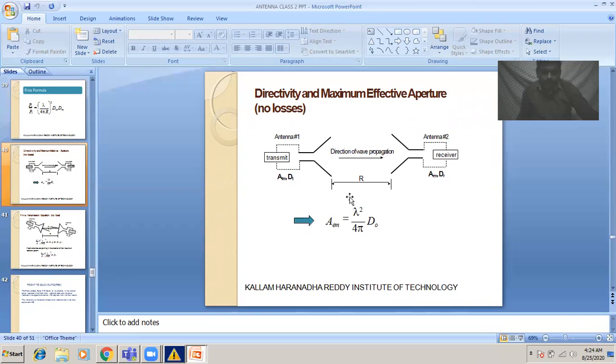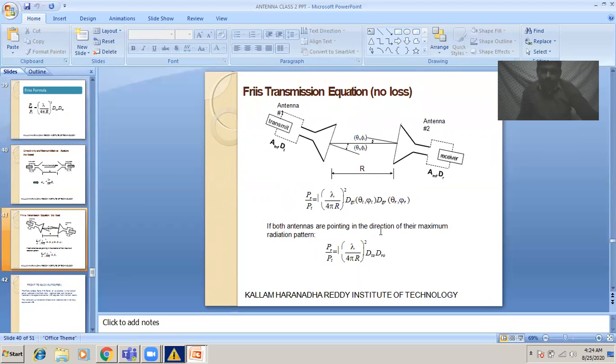Here this is the transmitting antenna and this is the receiving antenna. The power is transmitted from the transmitting antenna to the receiving antenna. This is effective area and directivity; both are related like this. Ultimately, this Friis formula can be represented like this. Friis is the name of the scientist, therefore it is called the Friis formula.